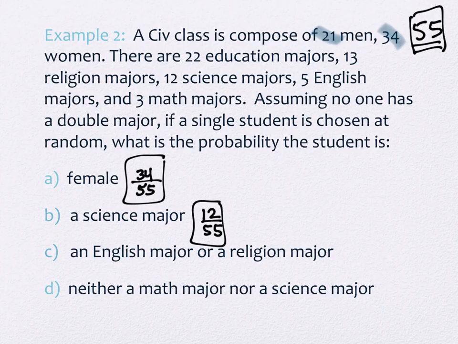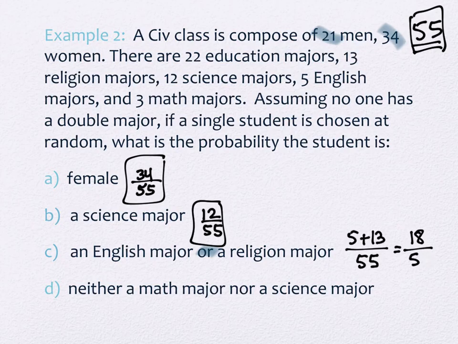Sure. Now, this one actually has the word or in it. It says we want an English major or a religion major. How are we going to figure that out? We're just going to add them together. They're mutually exclusive events. I have a probability statement that says I'm allowed to do that. Makes sense that I should be able to add them, so we are going to add them. So how many English majors are there? 5. And how many religion are there? 13. So we have 5 plus 13 over my 55. What's 5 plus 13? It is 18 over 55.